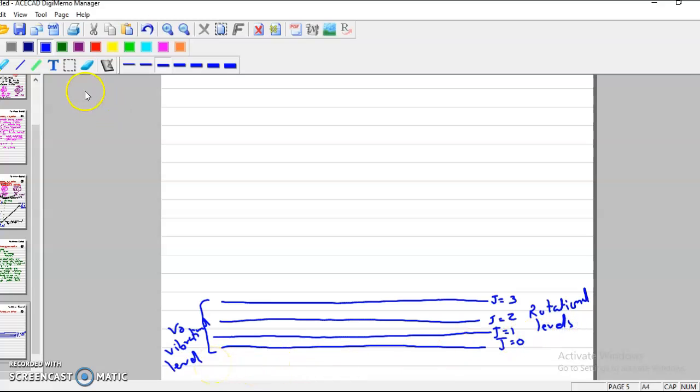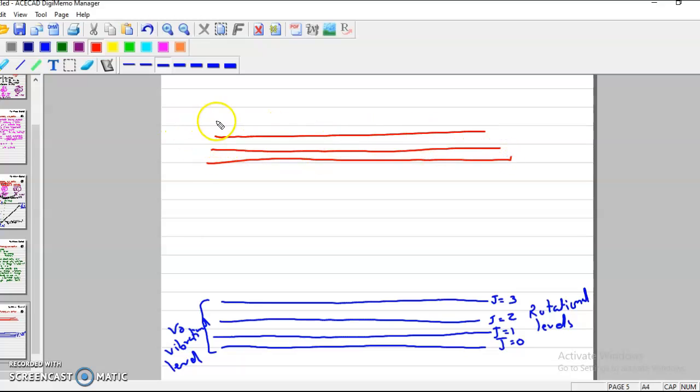Okay, and then we have rotational levels of a different level over here. Suppose these levels are J dash, which is equal to 0, J dash is equal to 1, J dash is equal to 2, J dash is equal to 3, etc. And this bunch is known as V1, a vibrational level again, but of higher energy.